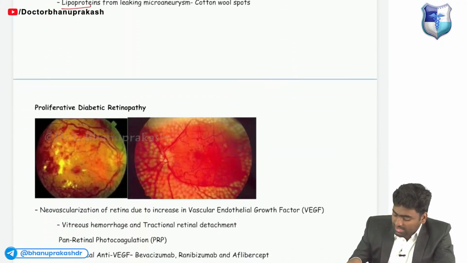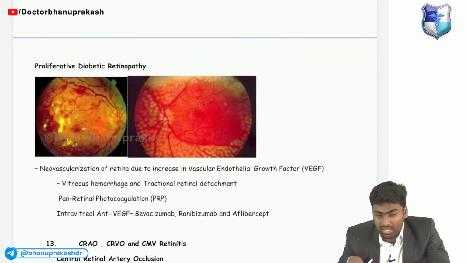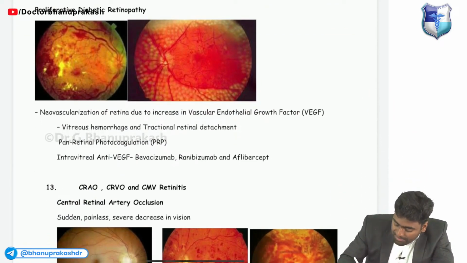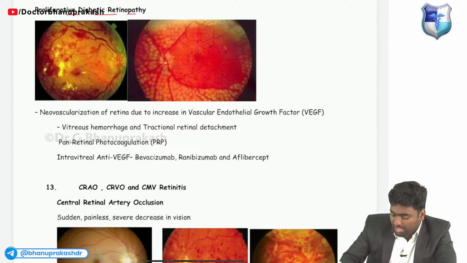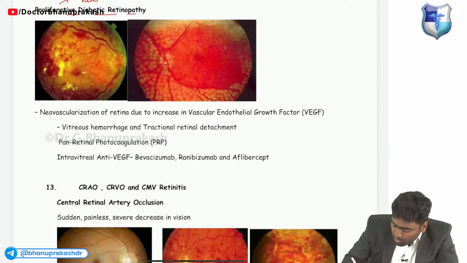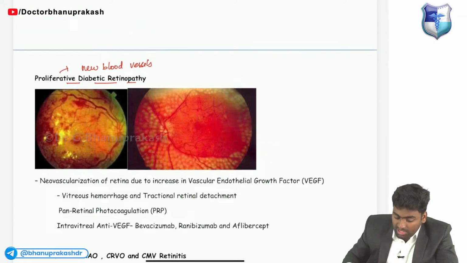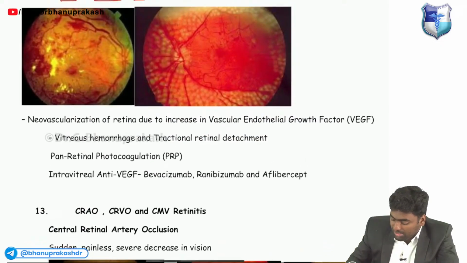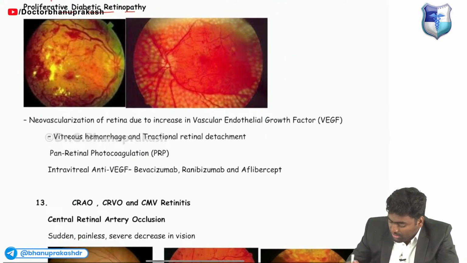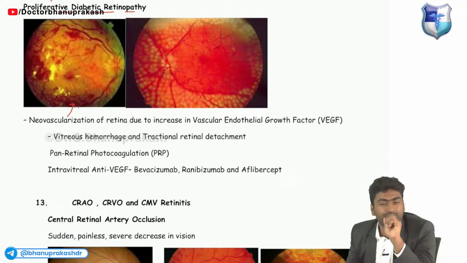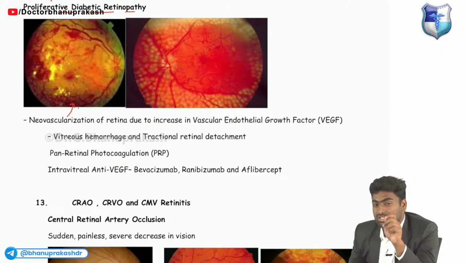After non-proliferative diabetic retinopathy, it will progress into proliferative diabetic retinopathy. In proliferative diabetic retinopathy, there will be proliferation of new blood vessels. Because of this neovascularization, it can lead to vitreous hemorrhage.